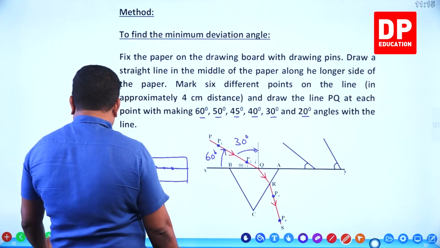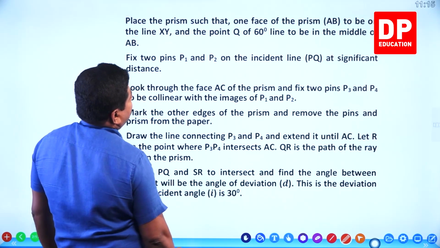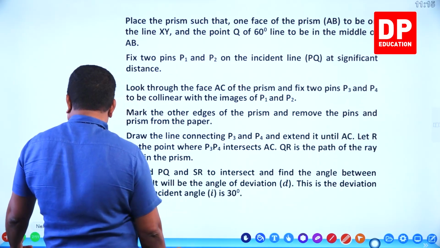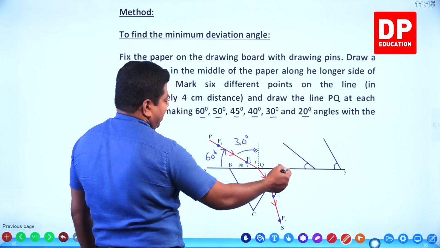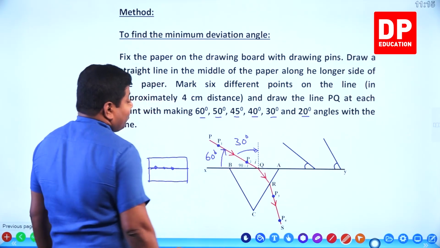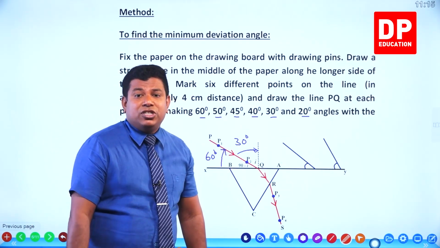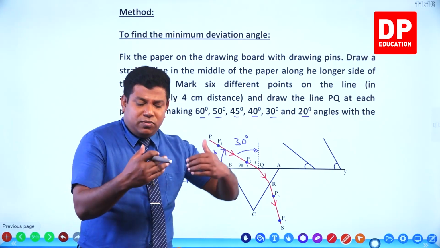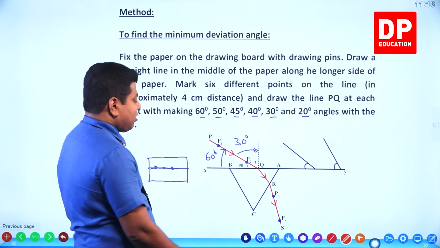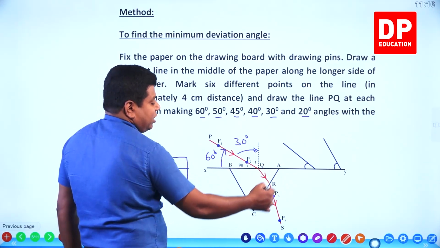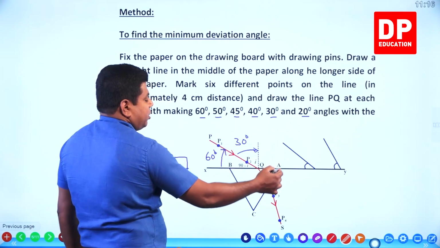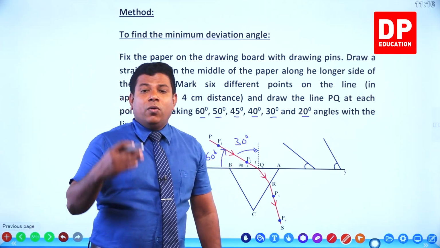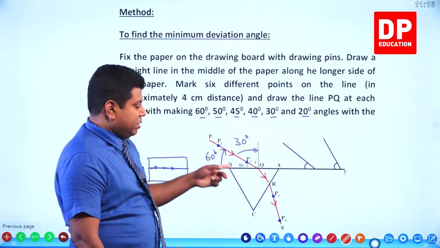And then what do we do after that? Place the prism such that one face of the prism, AB, is on the line XY and the point Q of the 60 degree line is in the middle of AB. Keep the prism such that one face is along this. Careful, sometimes there might be prisms with one rough side. Usually for these kinds of practicals, we don't take that prism. By mistake, if you have taken such a prism where one surface is rough, then make sure that rough surface is here. Why? We need these two surfaces to be clear. There must be a smooth surface. There has to be refraction happening in it. Suppose you have a prism with one face rough, make sure the rough face is kept here.